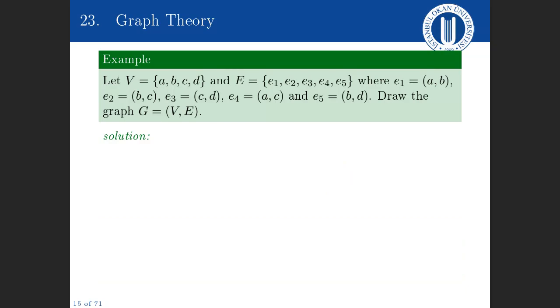You might be given a question like this. Let V be the set containing 4 vertices, which are labeled A, B, C, and D, and let E be the set containing 5 edges, E1, E2, E3, E4, E5. Edge 1 joins A to B. Edge 2 joins B to C. Edge 3 joins C to D. Edge 4 joins A to C. And edge 5 joins B to D. Draw this graph.